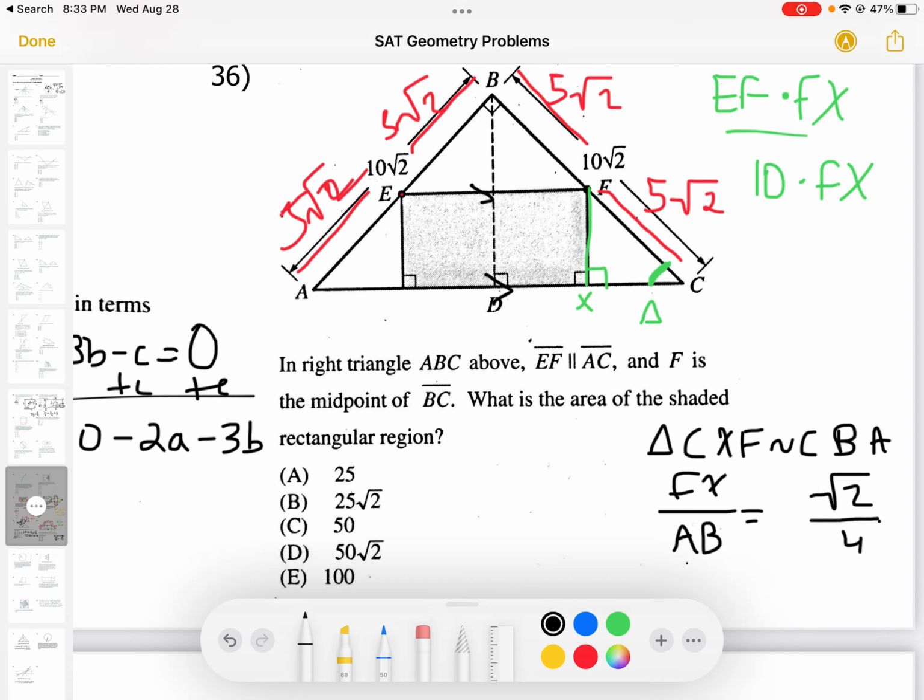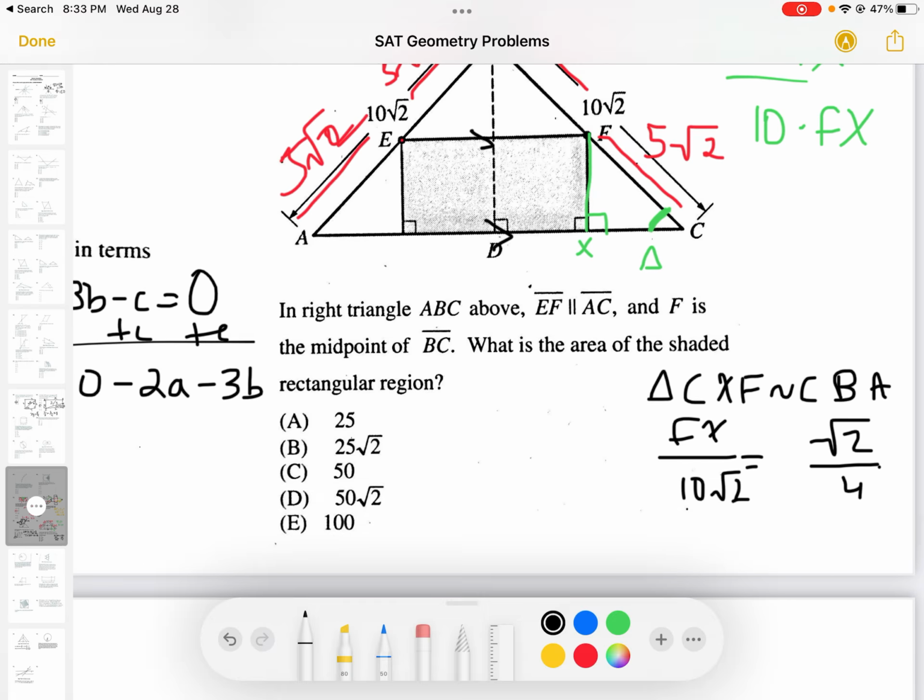Right, FX over AB. Now what is AB? AB is just 10 root 2. That's it, right? So we can cross multiply here. We get 4FX is equal to, let's see, it's equal to 20, so FX is equal to 5.